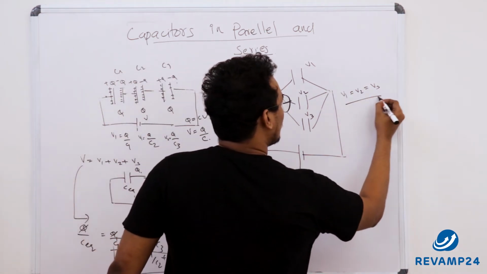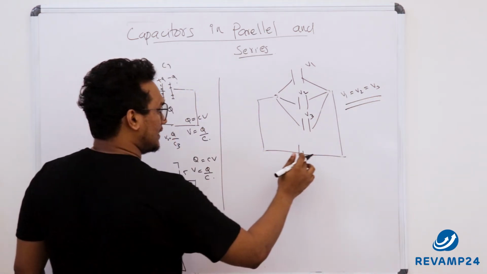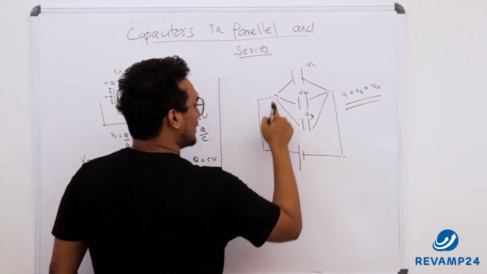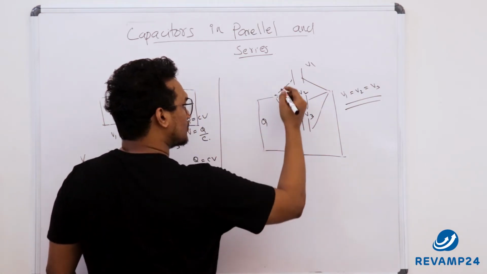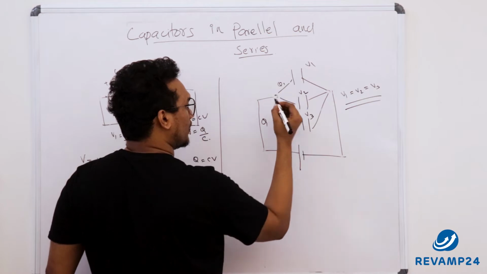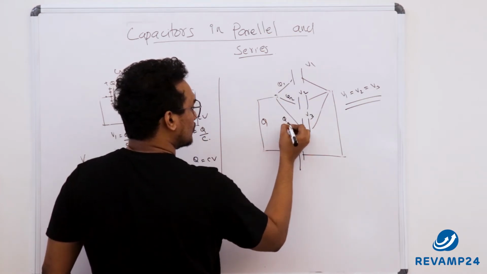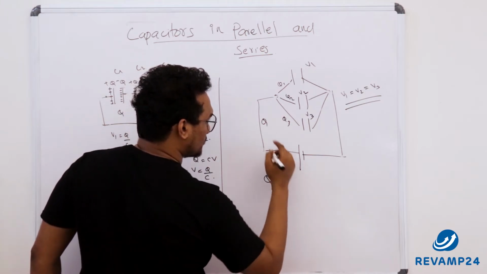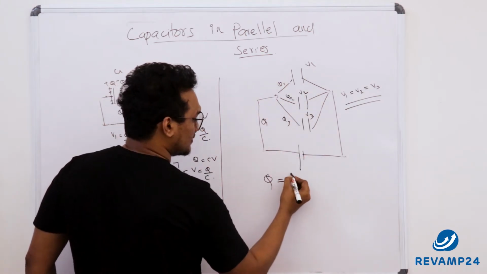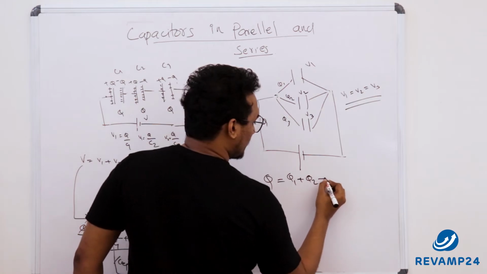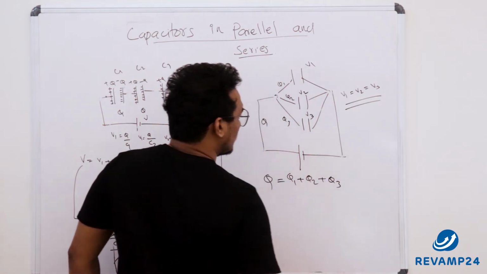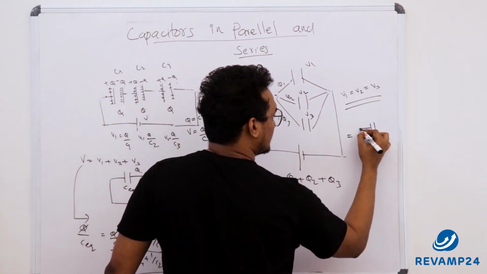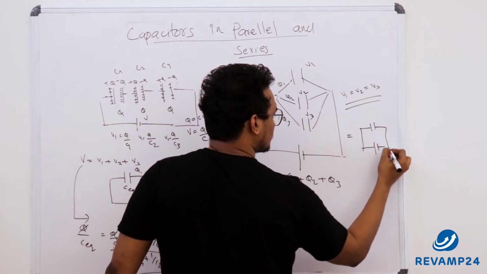Now, another important relation is, let's say a charge of Q comes here. It has 3 different paths. So Q1 will go through this one, Q2 through this, Q3 through this. So whenever Q comes, it is split into 3 different capacitors as Q1 plus Q2 plus Q3. Now the equivalent circuit: one capacitor and a battery.